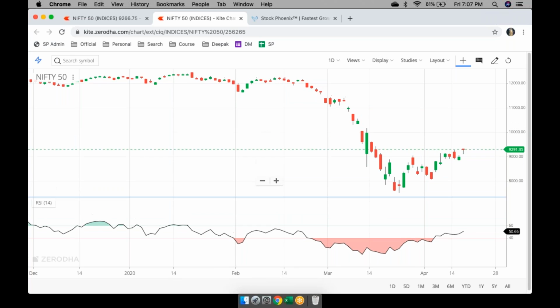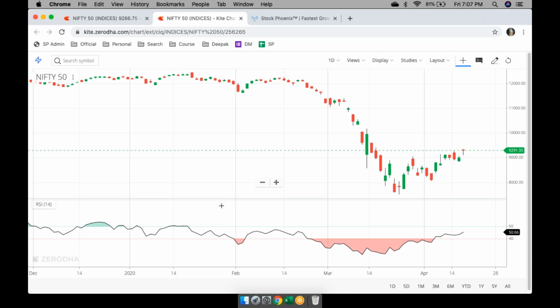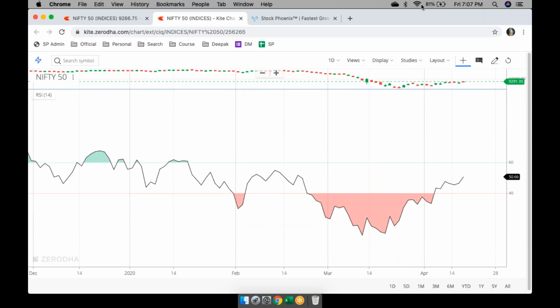We can say like this: next to candlestick, it's a primary indicator. Candlestick is the first point of identification, and you can also keep RSI as a first point of identification. So now let's see the anatomy of the RSI.